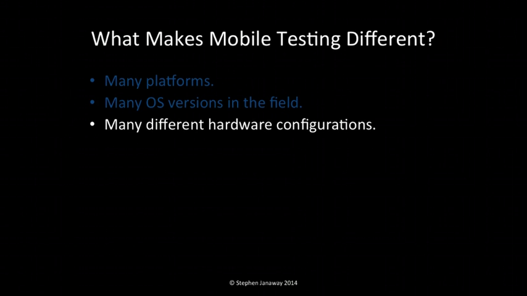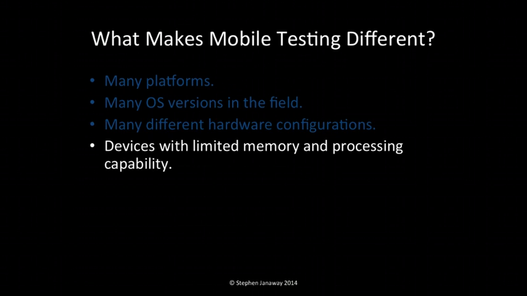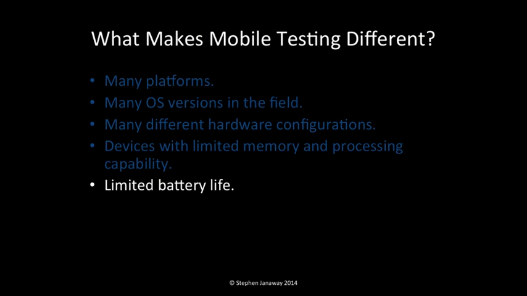There are many different hardware configurations too. So many different sorts of phones, sizes of screen, ways of inputting text and data. All of these have an impact on what we test. And these devices have limited memory and processing capability. So they're little computers, but let's not forget, they don't have the capability of a larger desktop machine, and consequently they're prioritizing requests in the OS, and that can have an impact on the application that you're testing. They have limited battery life as well, and applications which use too much battery are often the ones which are least popular.